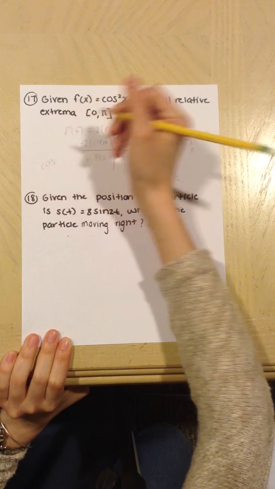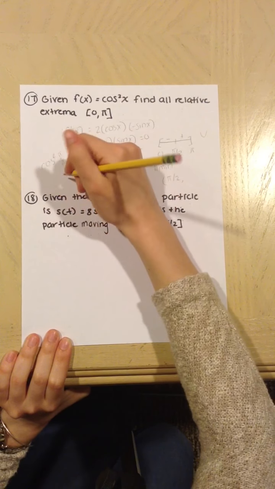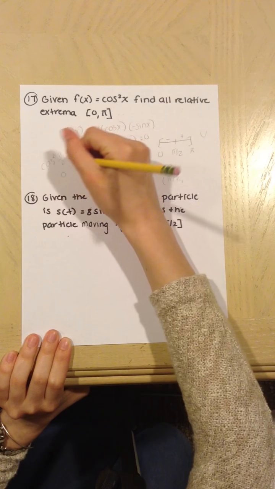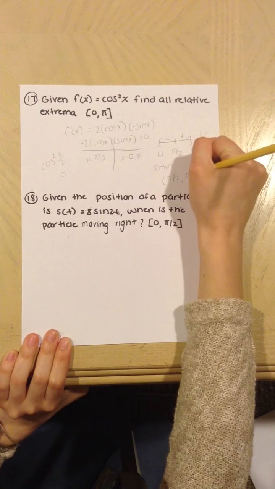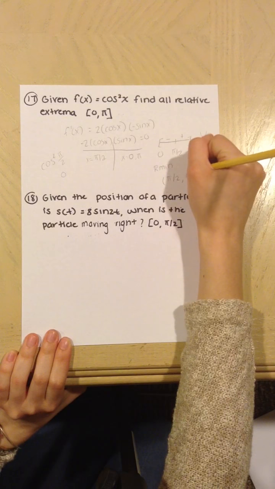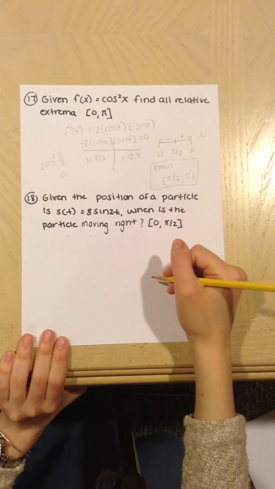So cos squared of pi over 2, that's just going to be 0, because cos of pi over 2 is 0, and the square is still 0. So it's at pi over 2 comma 0. That's your relative min. And that's your only relative extrema.